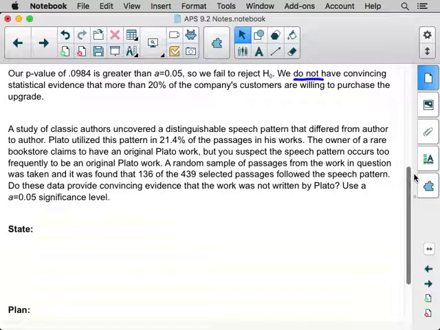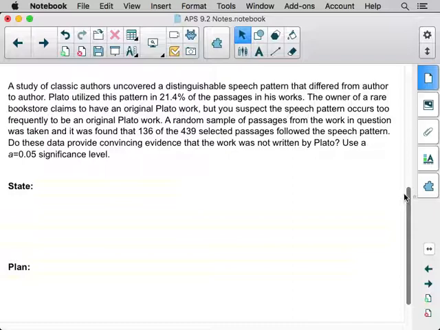All right. So a study of classic authors uncovered a distinguishable speech pattern that differed from author to author. Plato utilized this pattern 21.4% of the passages in his works. The owner of a rare bookstore claims to have an original Plato work, but you suspect this speech pattern occurs too frequently to be an original Plato work. A random sample of passages from the work in question was taken, and it was found that 136 of the 439 selected passages followed the speech pattern. Do the data provide convincing evidence that the work was not written by Plato?